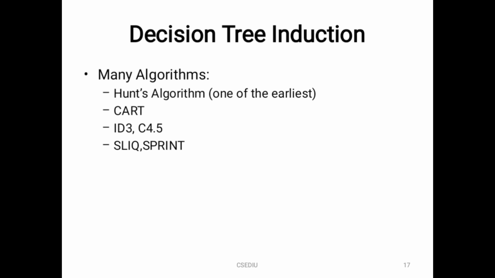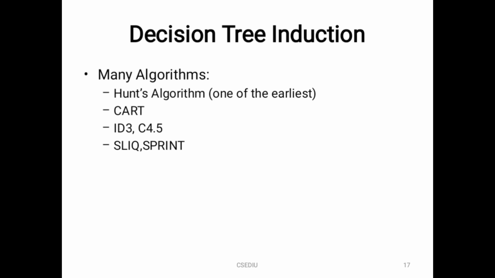Then ID3 means Iterative Dichotomiser. It's a decision tree algorithm developed by Ross Quinlan, which is specially designed for classification tasks. Then C4.5 is an improvement over ID3. It's also developed by Ross Quinlan. ID3 was developed by Ross Quinlan, and C4.5 also by Ross Quinlan. It handles both categorical and continuous attributes.